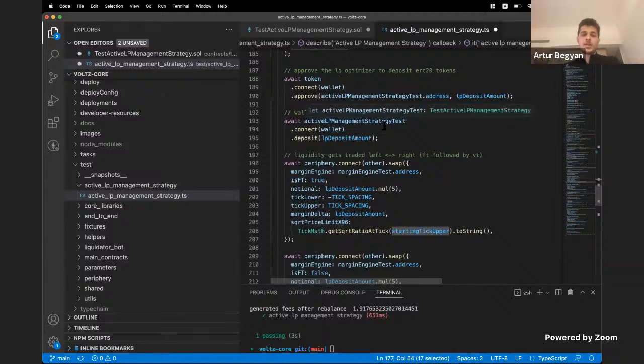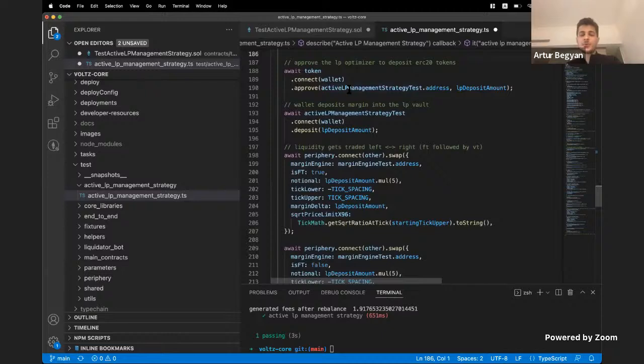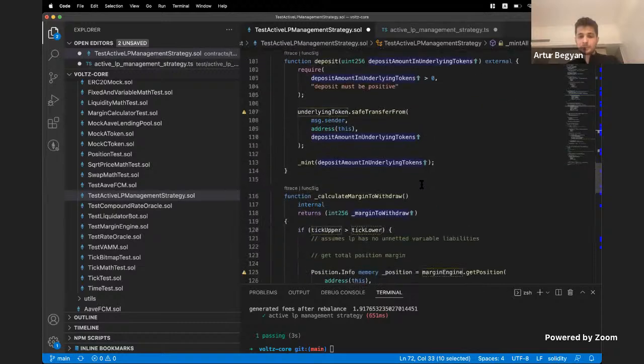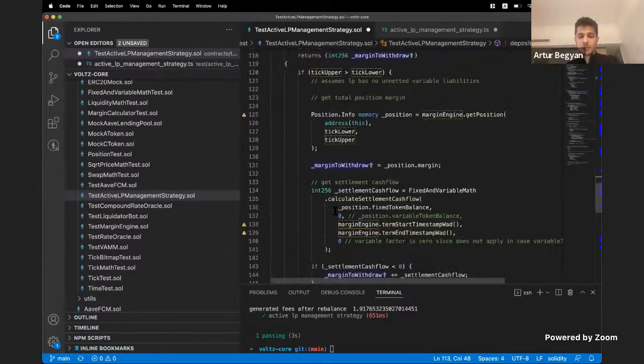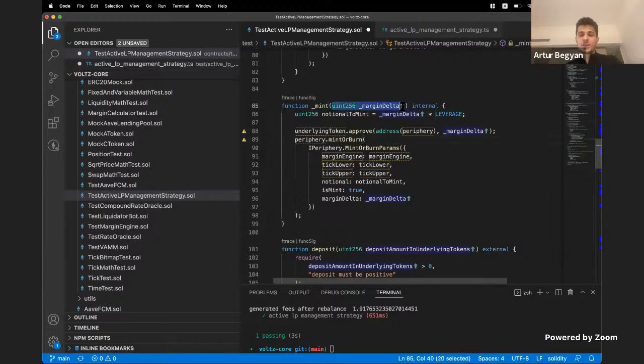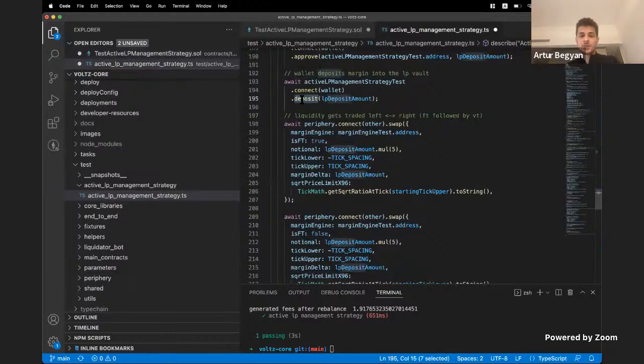Then once we are ready, we can approve the LP management strategy vault to take LP deposits from us. And once the approval is done, we can deposit into the contract. As soon as we deposit into the contract, it will trigger the mint. So if you go back and check out the deposit function, it will trigger the mint function, which in turn is going to trigger a mint operation, which takes as input the margin delta supplied by a given trader, and calculates the notional to mint by multiplying it by leverage. Once that's done, it calls the mint or burn function, sends the mint boolean as true, and then mints liquidity on behalf of the trader that deposited liquidity.